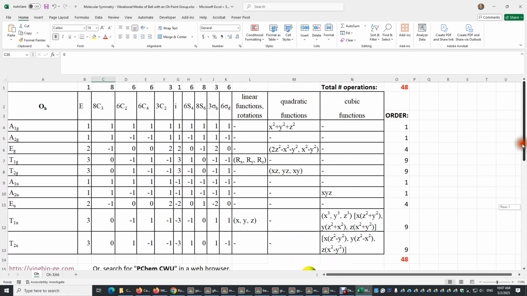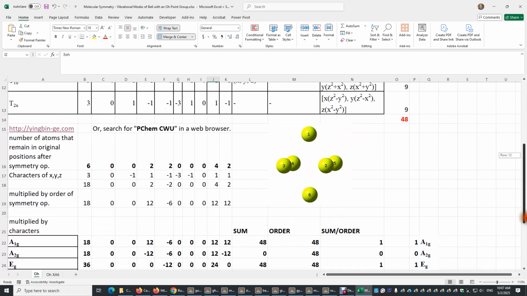Let's look at maybe one more example. Sigma H. There are 3 sigma H symmetry planes. Over here there's 1 sigma H that cuts this structure into 2 halves. This sigma H symmetry plane contains 4 atoms, atoms 2, 3, 4, and 5. So if we do a reflection with respect to this symmetry plane, 4 atoms remain in their original positions. Atoms 1 and 6 switch their positions. That's why we have 4 here. Alright, this is how we get those numbers.